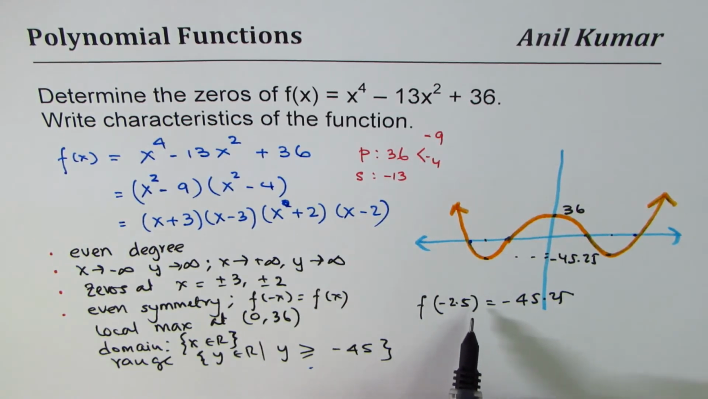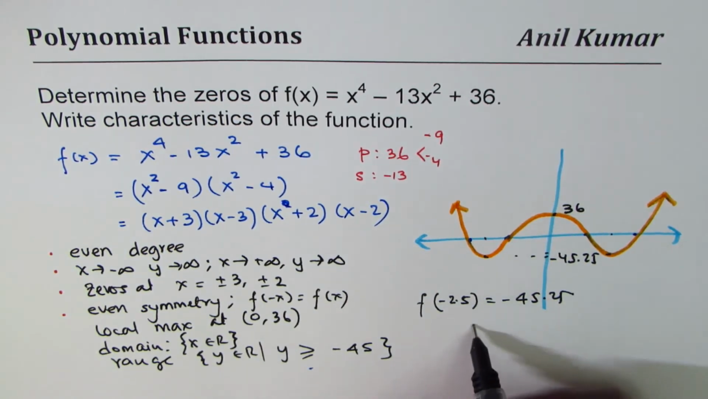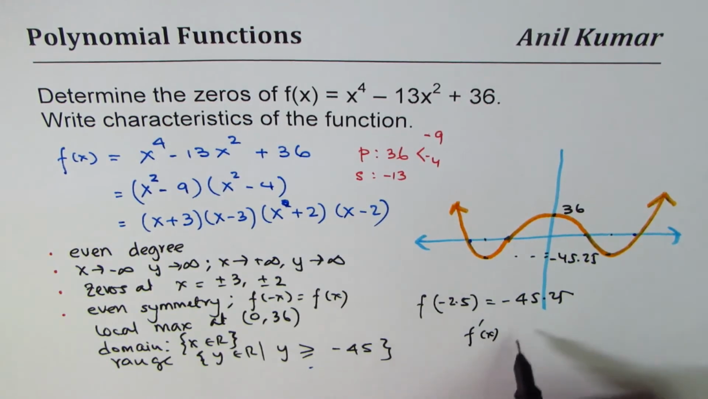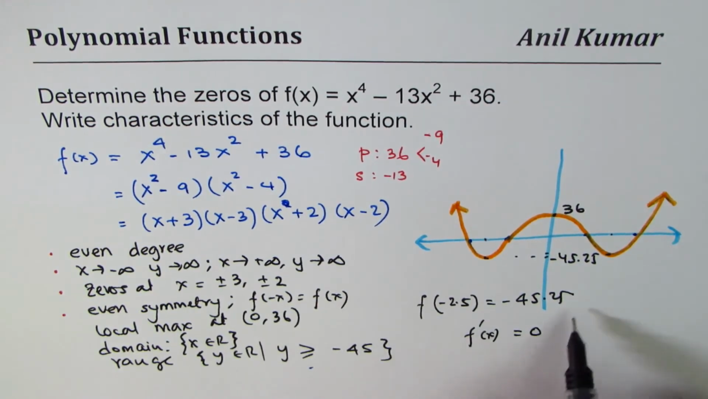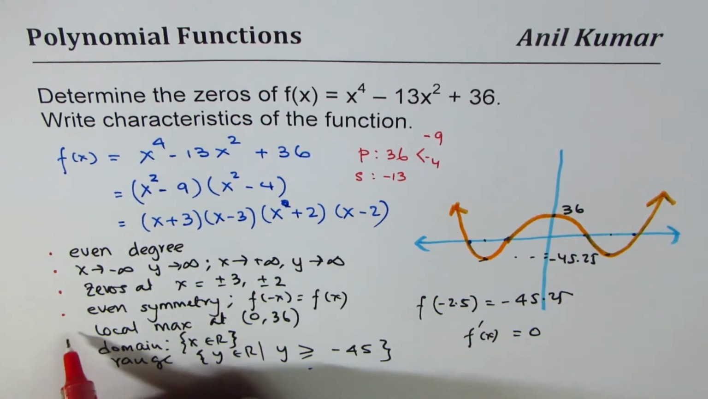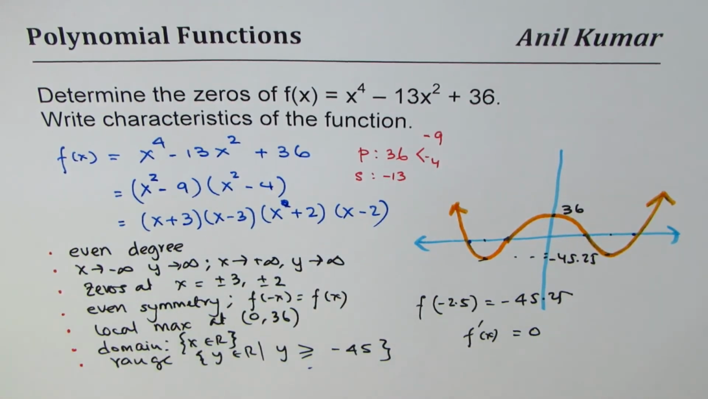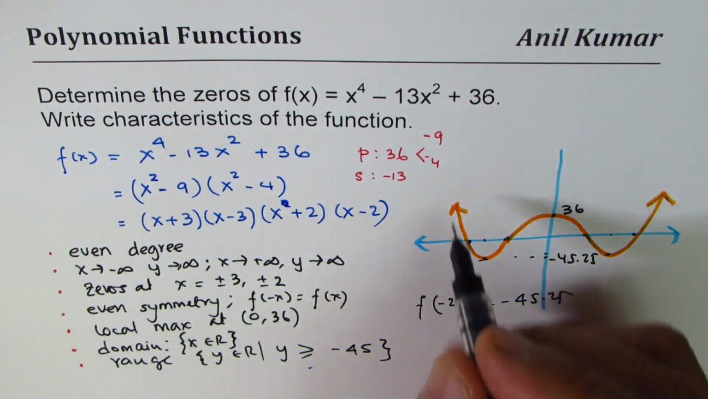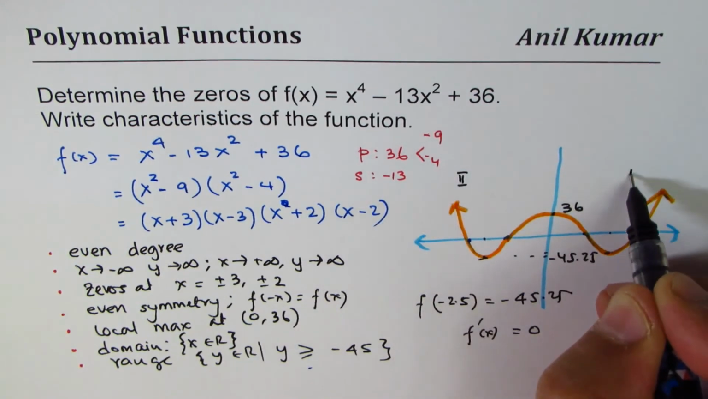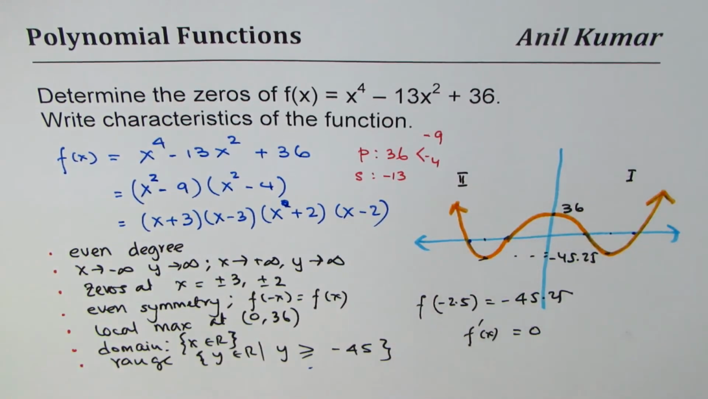Well, some of you who have done calculus can find the derivative of the function and equate it to 0 and then exactly find the value, correct? So we are giving an approximate range, so let's be clear about it, okay? So these are the characteristics. We can say the graph extends from quadrant 2 to quadrant 1, right? Now, these are some characteristics which we can provide.